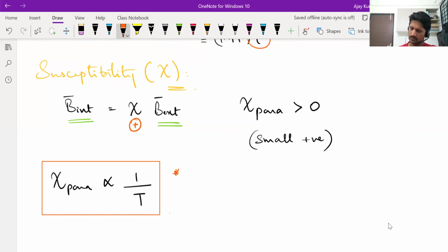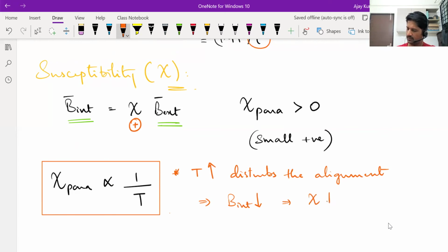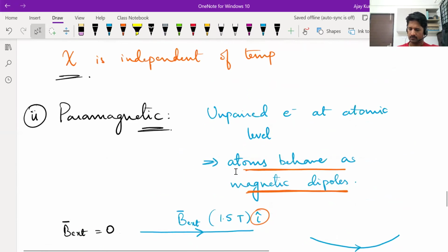The reason being temperature increase disturbs the alignment. That means it weakens the internal field. That means susceptibility decreases. So susceptibility of paramagnetic is inversely proportional to temperature. Quite frequently they ask questions based on this. They'll just give two temperatures and ask what is the susceptibility ratio, or they'll give susceptibility at one temperature and ask susceptibility at another temperature. Easy to calculate. Okay, so that is about paramagnetic.